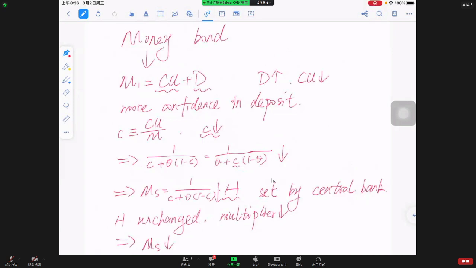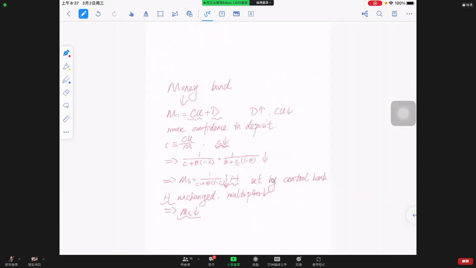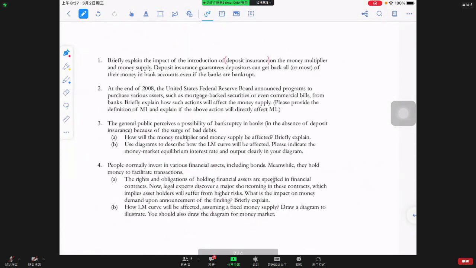People either hold currency or deposit, and with more confidence in deposit, they will hold less currency, which leads to a decrease in the currency ratio, and then the money multiplier would decrease, and with unchanged high-powered money, finally money supply would decrease. Okay, so this is the first question.